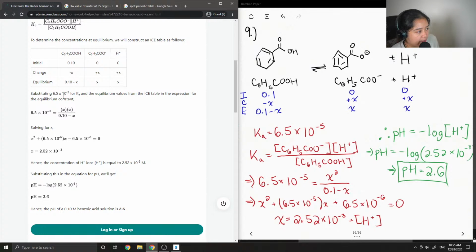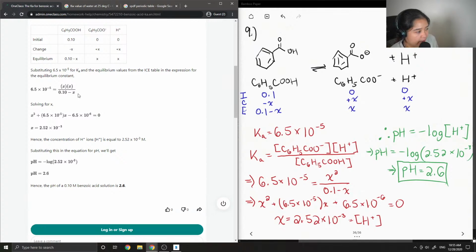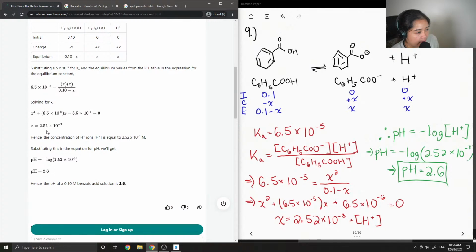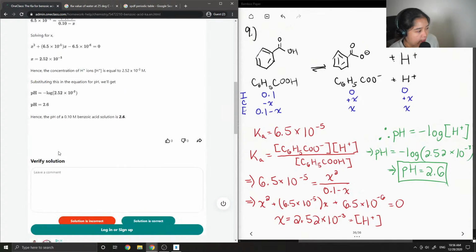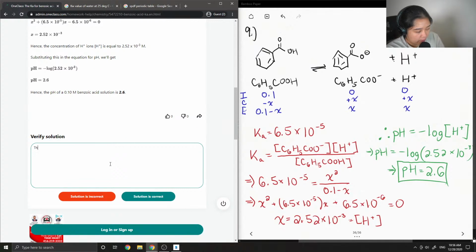Substituting 6.5 times 10 to the negative 5 for Ka and the equilibrium values from the ice table, they got the following. And then they have their quadratic formula and ended up with x is equal to 2.52 times 10 to the negative 3, which is equal to the concentration of our H+ ions. Substituting this into the equation for pH, we get 2.6. Okay, so this solution is correct.